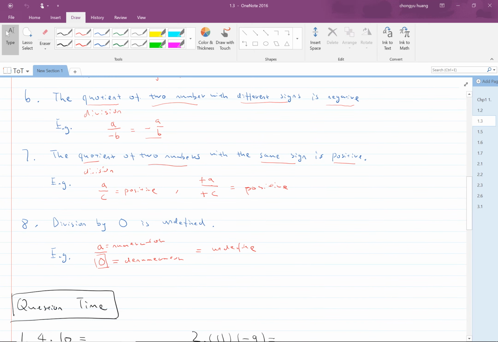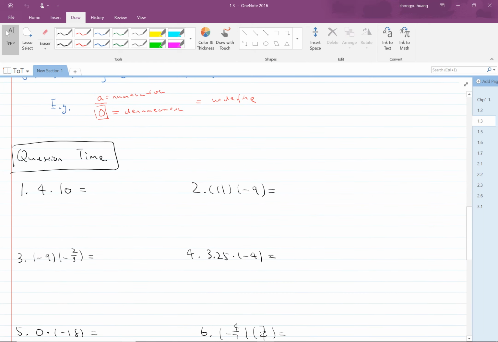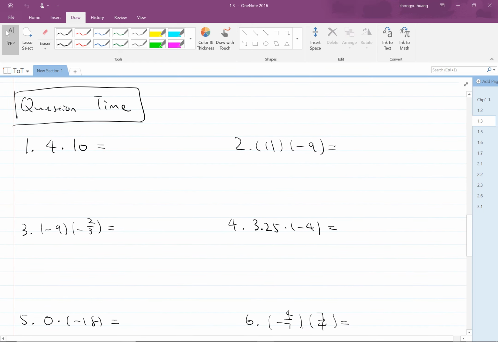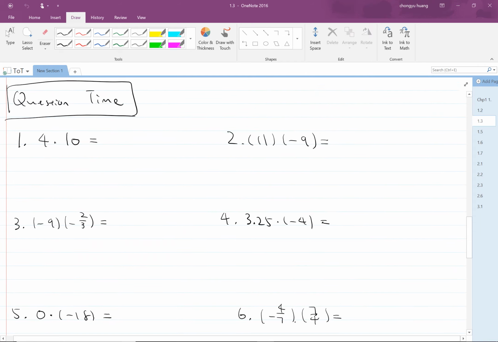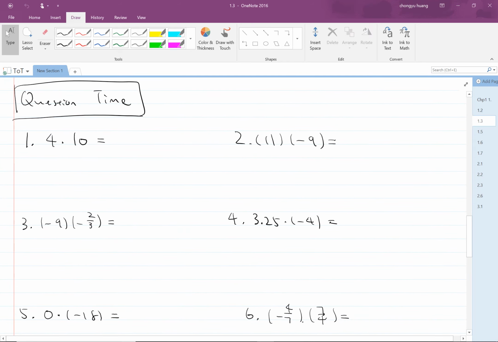Okay, so let's move to the questions. Now it's time to do some questions. The first one is 4 multiplied by 10. So you have a 4 and then you multiply by 10, so obviously it's going to be 40. This is just some basic, I want to start with an easy question.